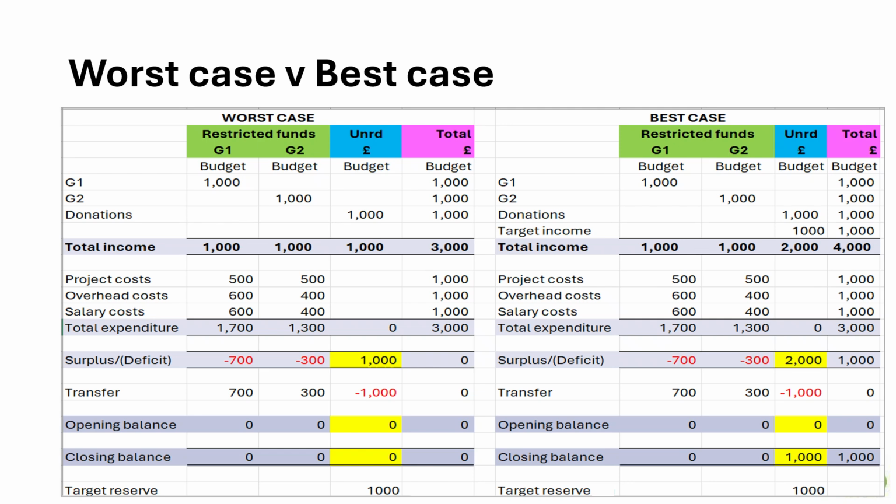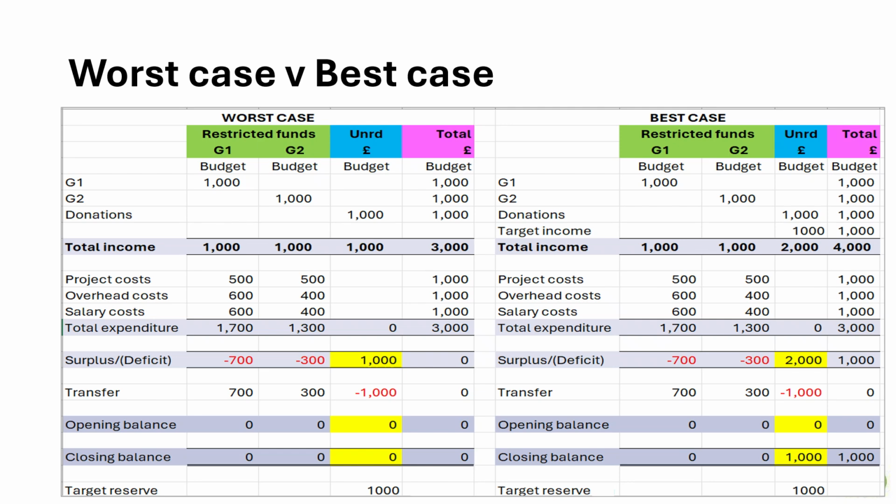And so grant 1 is still making a 700 loss. Grant 2 is still making a 300 loss. But unrestricted funds now have a £2,000 surplus. We're still subsidising £1,000 to the project, but we've now got £1,000 that we're not spending that will drop into reserves. And that happens to be our target reserve. Happy days. So the worst case is not sustainable, but maybe survivable.